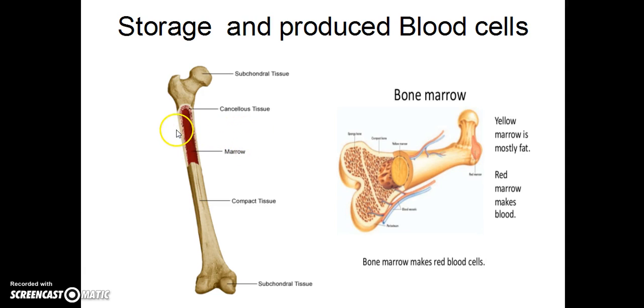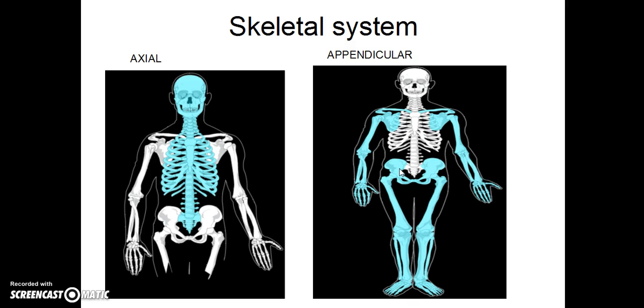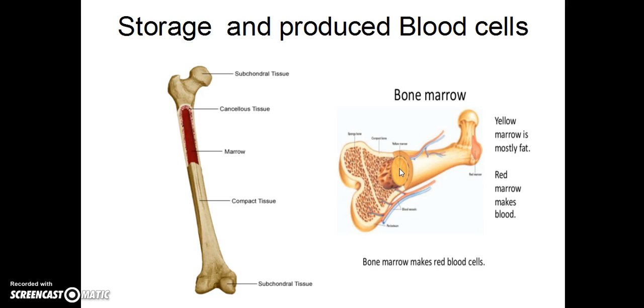The fourth and fifth functions: stores and produces blood cells. The red marrow makes red blood cells. The yellow marrow makes chemical energy, which is mostly fat. In bone tissue it stores important minerals, such as calcium.